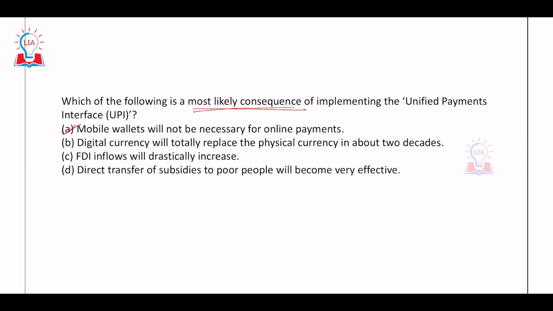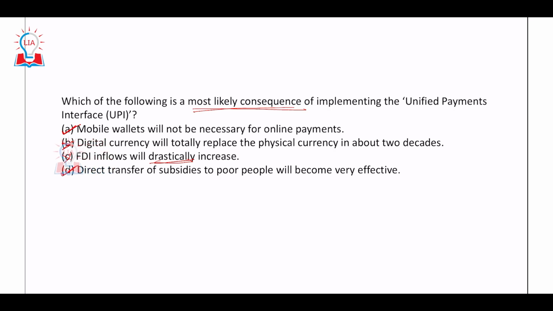You need not first put the money into a wallet and then make the payment. That is not required. The bank is directly connected to the UPI app, and you can pay the money directly from the bank account to the merchant account. So A is true. You need not put the money into wallets. So wallets become useless. Second, digital currency will totally replace the physical currency in about 2 decades. This is not about digital currency in the first place. So 2 is wrong. FDI inflows will drastically increase. Again, it says drastically, and how is it related? Not related.